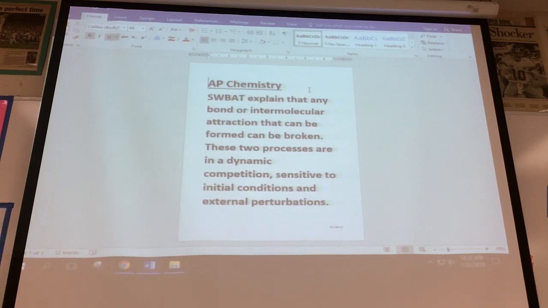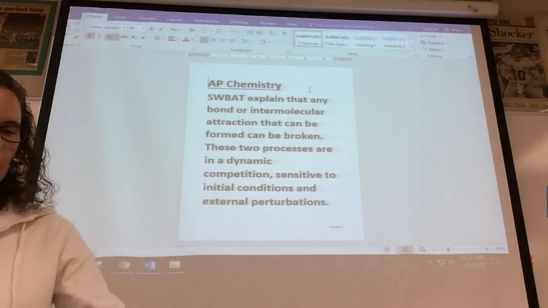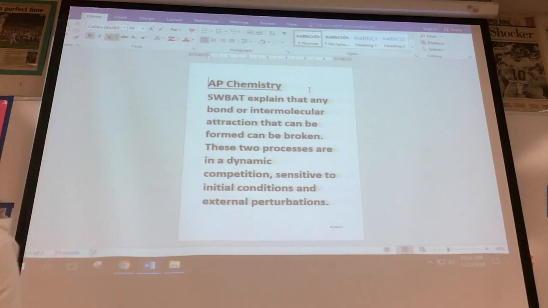We are going to start a chapter on chemical equilibrium today. This will be one of your favorite chapters with several labs that we're going to be looking at. Chemical equilibrium, along with acids and bases, as well as solubility equilibria, all fit into Big Idea 6.